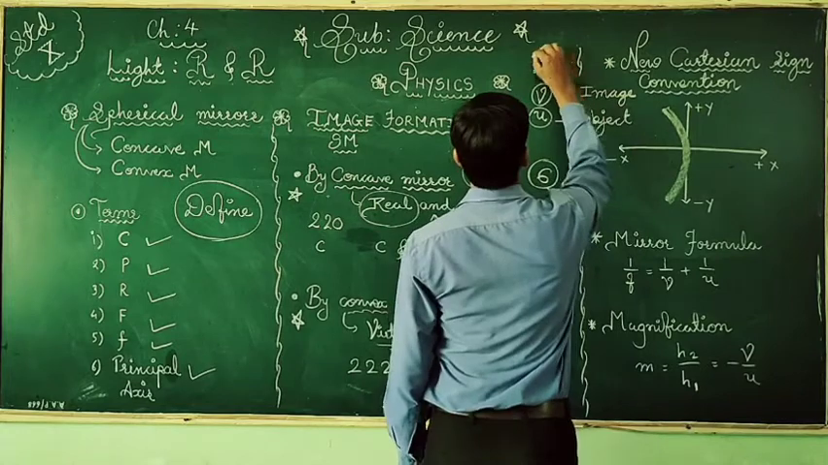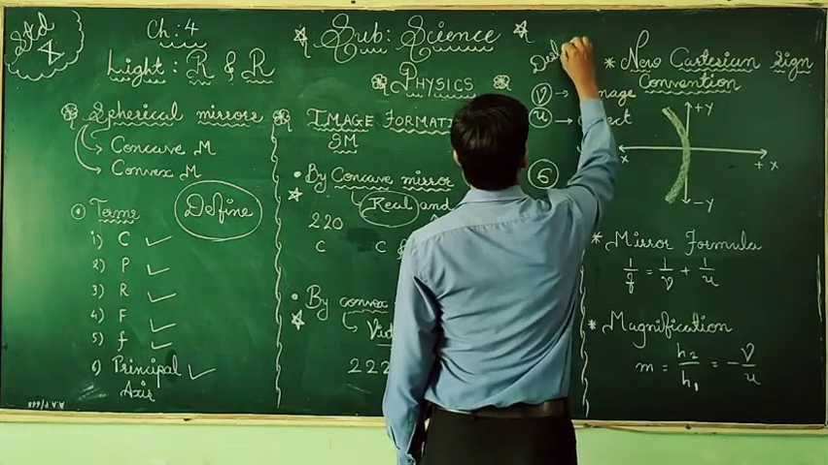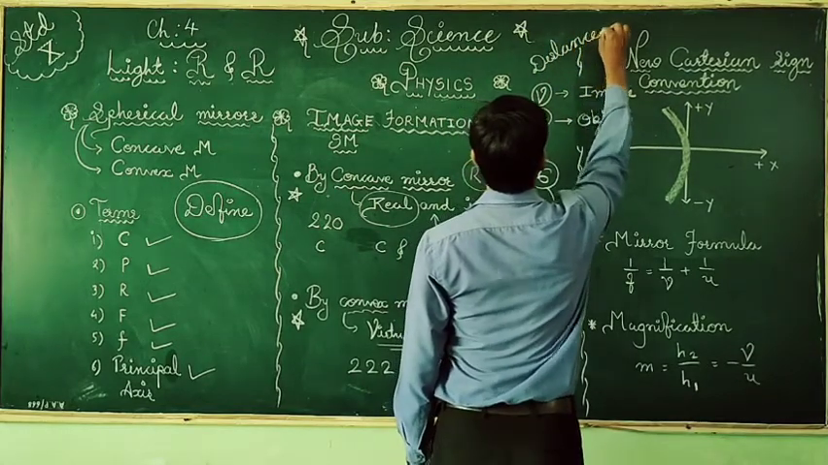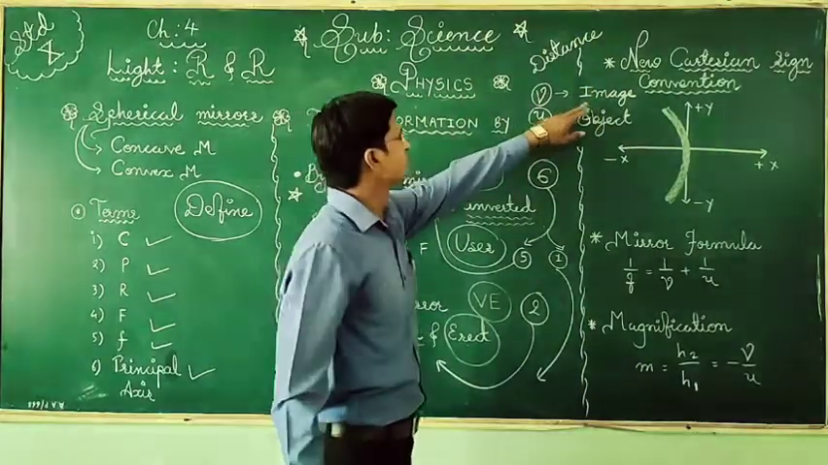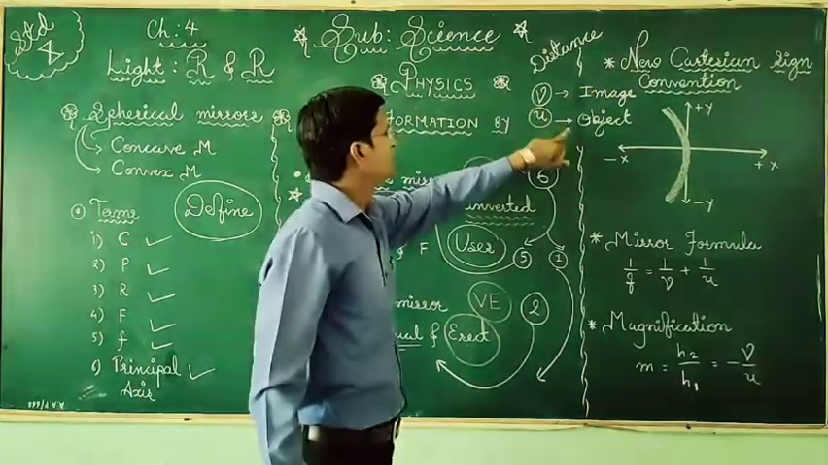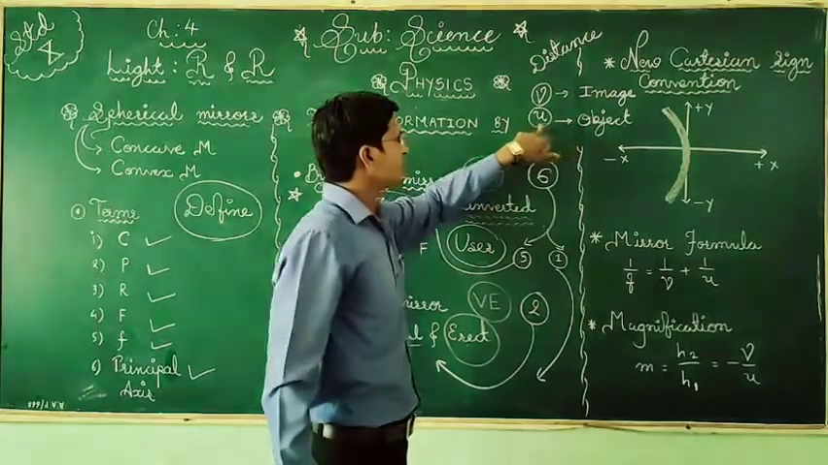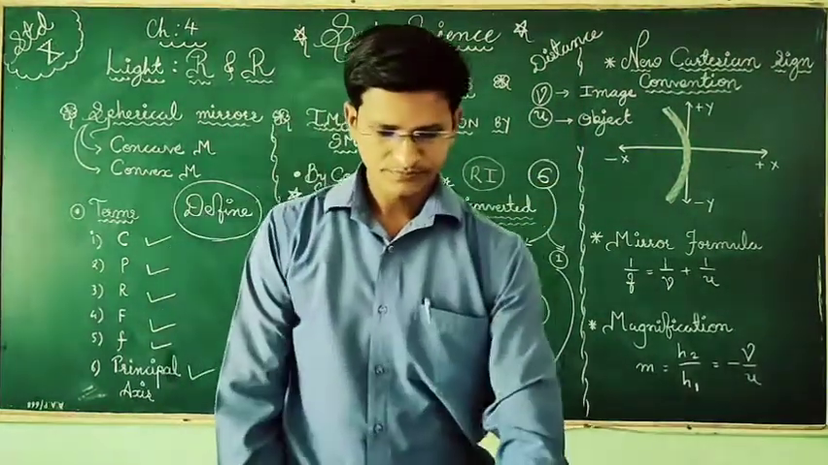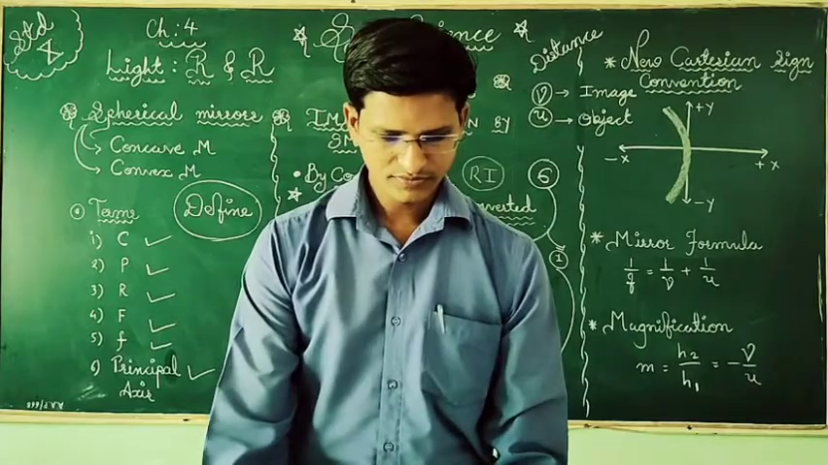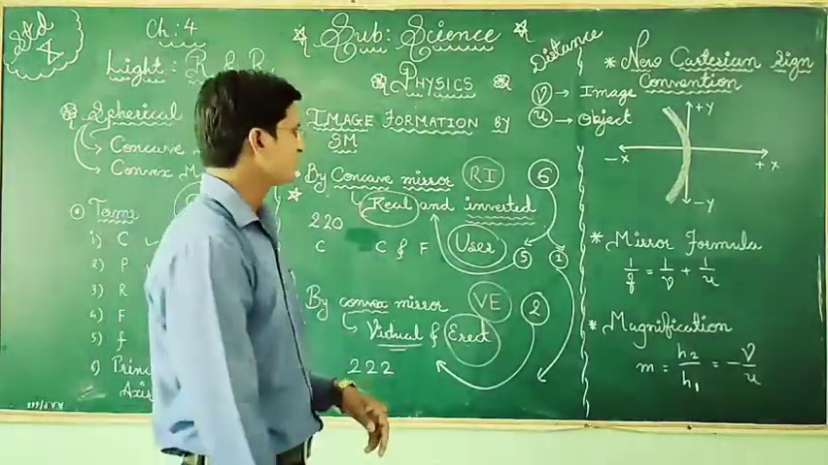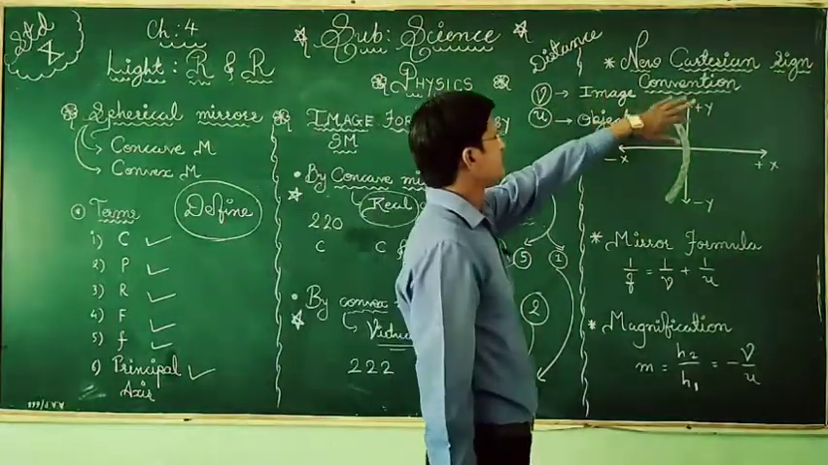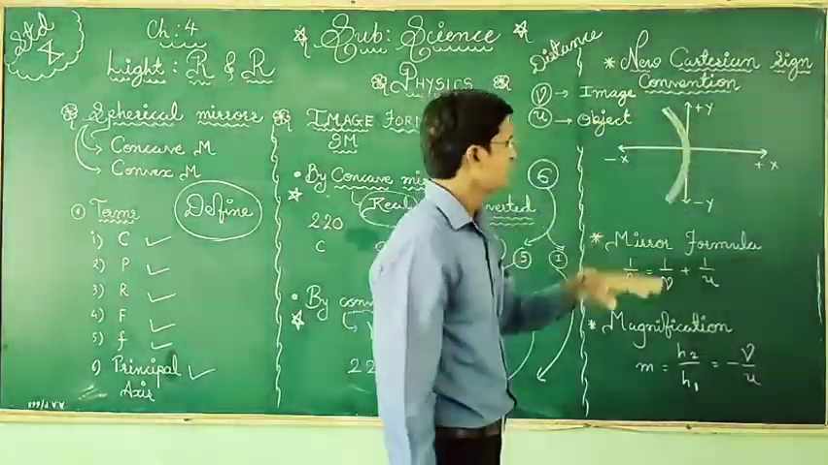This is distance. Okay, so for distance of image we are using v, and for distance of object we are using u, so that you can remember. Now we come to page number 223: the new Cartesian sign convention of a spherical mirror.